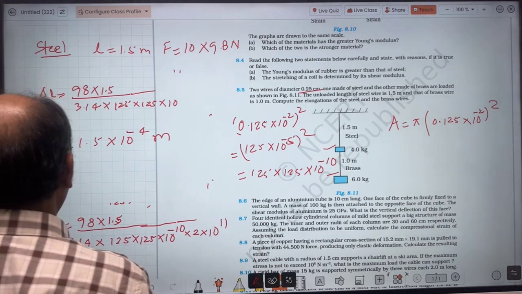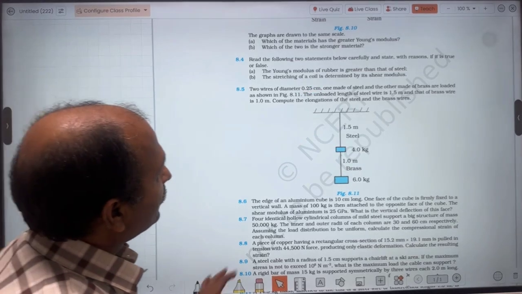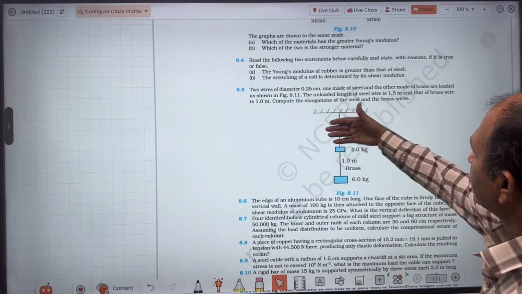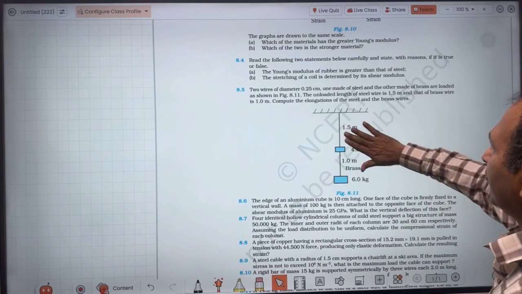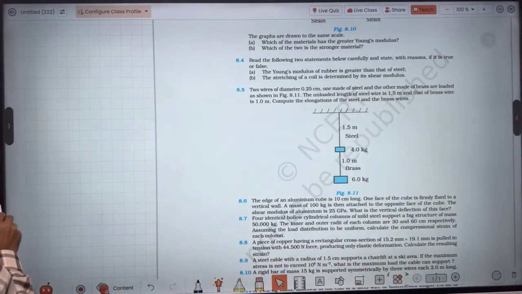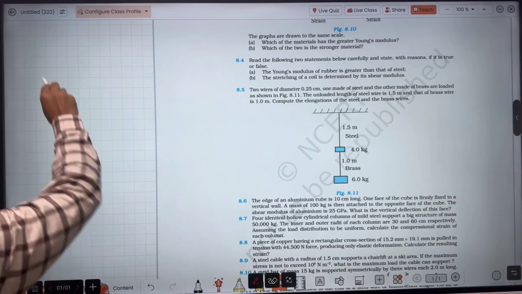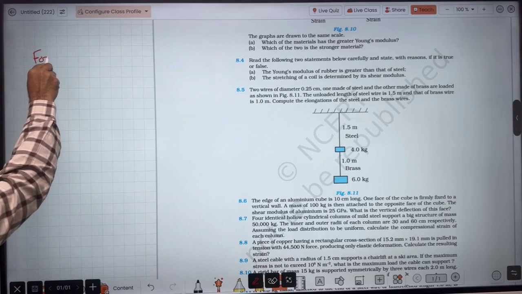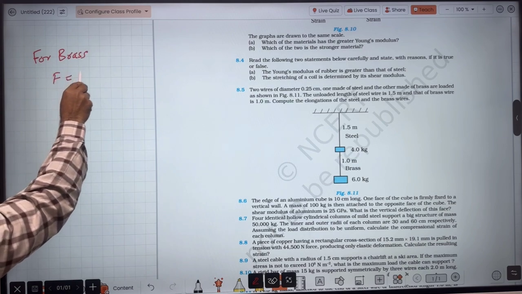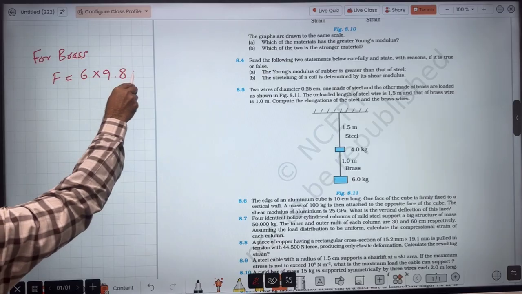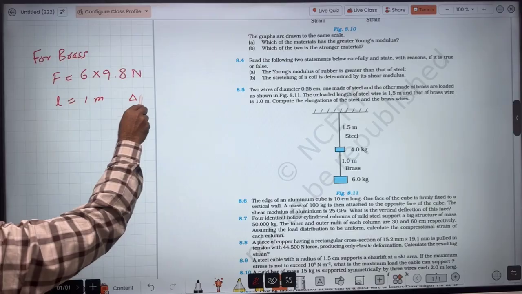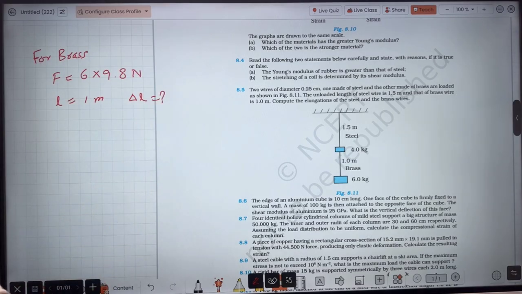So you can do calculation. I think you have understood. Now we can take second part. For second part, here only this portion should be considered. So this 4 kg will not be considered, only this portion. So you can say for brass, here F will be just 6 into 9.8 Newton. L is given as 1 meter. Delta L is to be found.